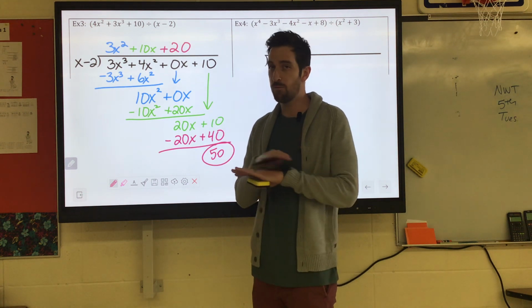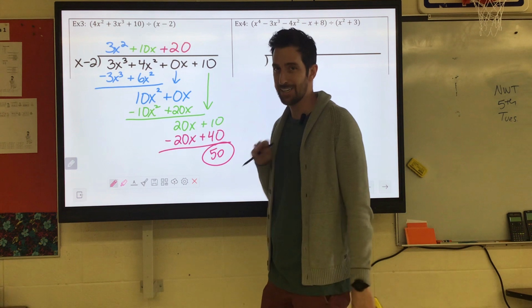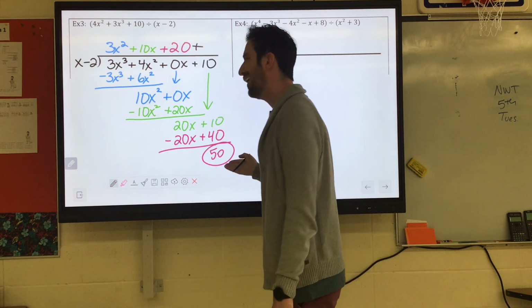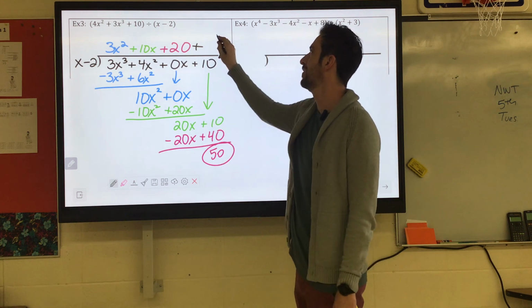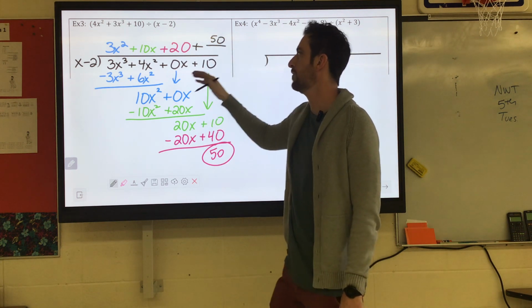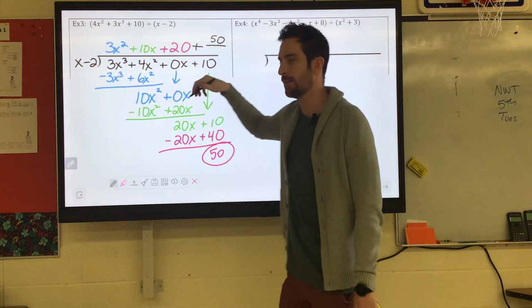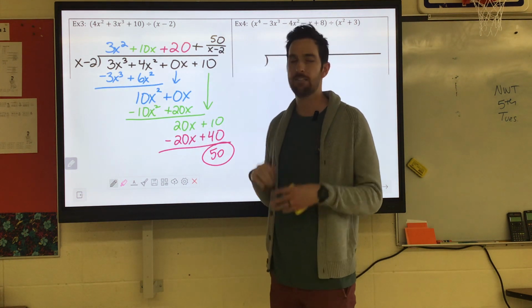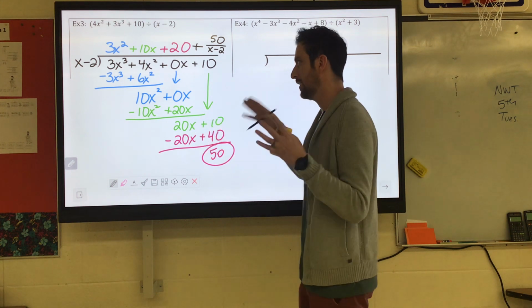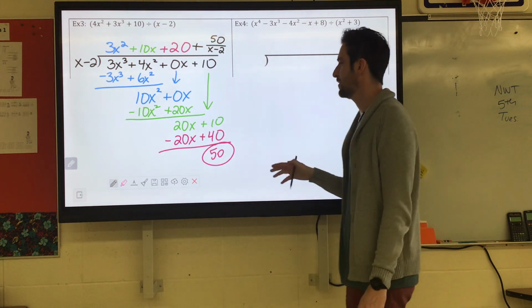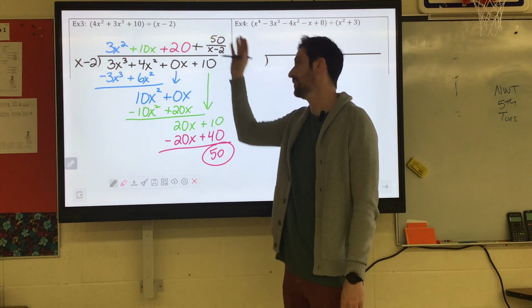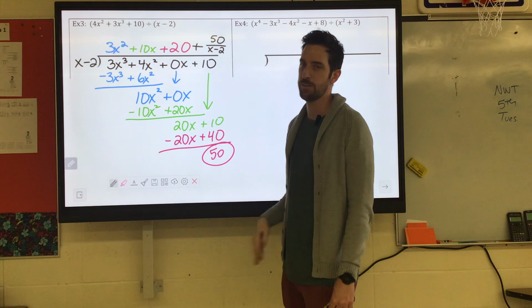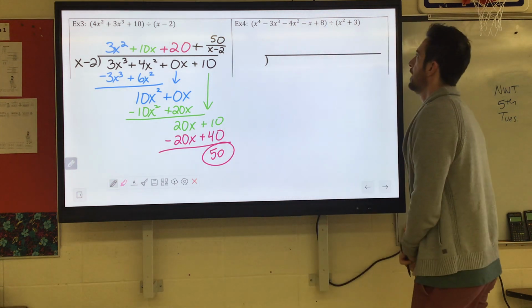But again, we're not writing remainder 50. Here's how we write the remainder. We're going to say plus whatever we got left over, 50, over whatever we were dividing by. We were dividing by x minus 2. So we're going to say plus 50 over x minus 2. That's how we're going to write our remainders in this unit. Now, if that was negative 50, you could say plus negative 50 over x minus 2, or you could make it minus 50 over x minus 2. Either way.